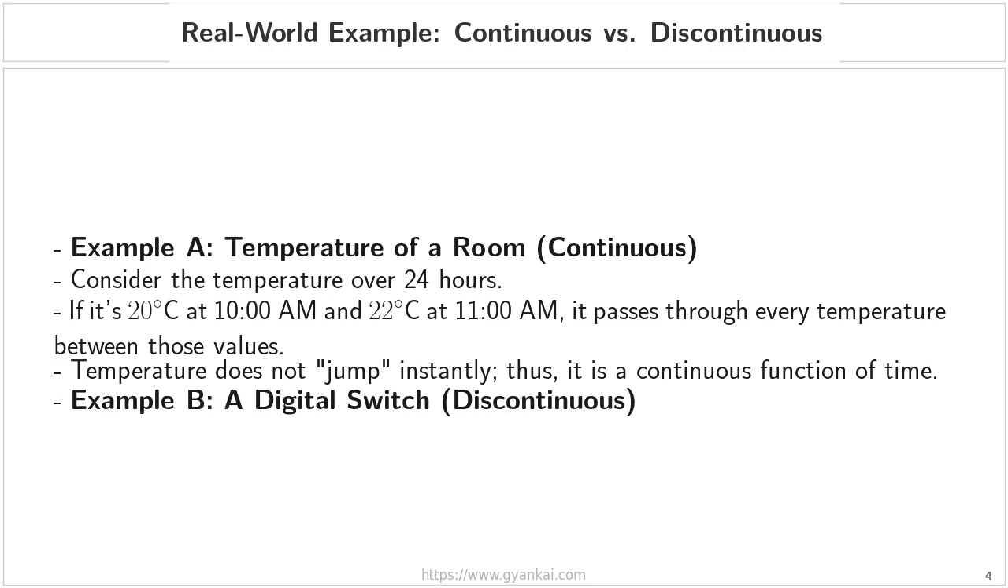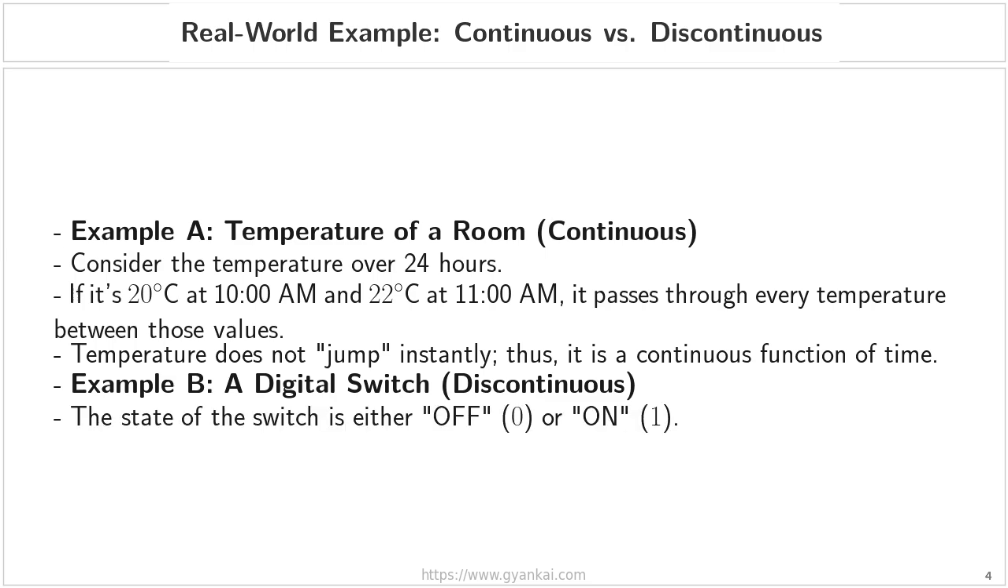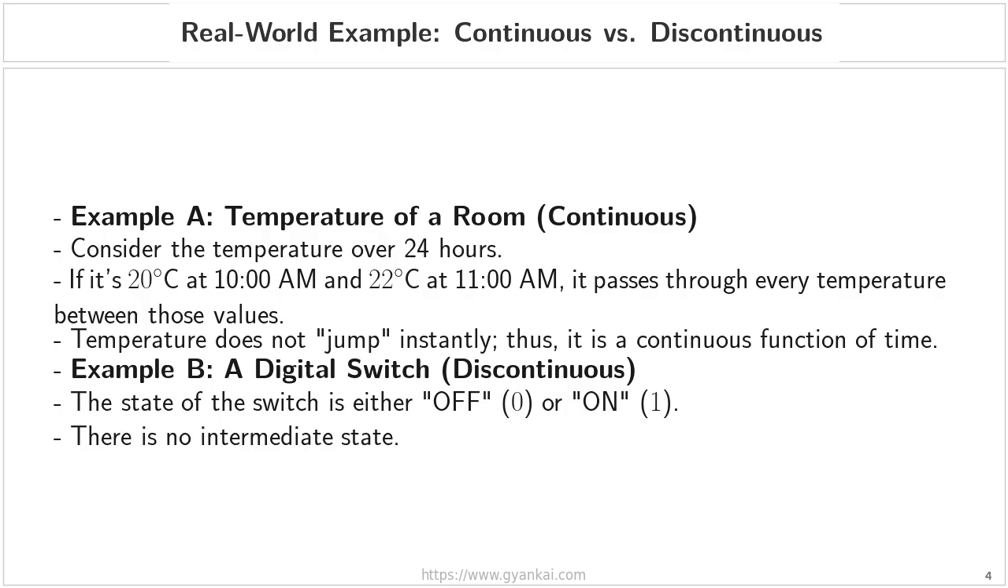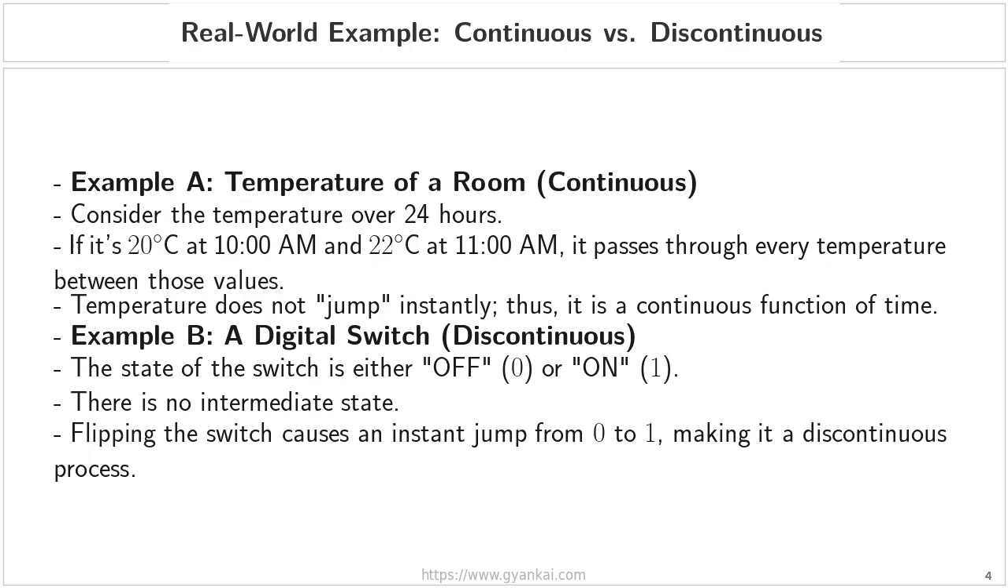In contrast, let us examine example B, a digital switch. Unlike the gradual change in temperature, the state of a digital switch is binary. It is either off, which we represent numerically as 0, or on, which we represent as 1. There is no intermediate state here. The switch cannot be halfway between 0 and 1. Therefore, the act of flipping the switch causes an instantaneous jump from 0 to 1. This sudden leap is a perfect example of a discontinuous process.